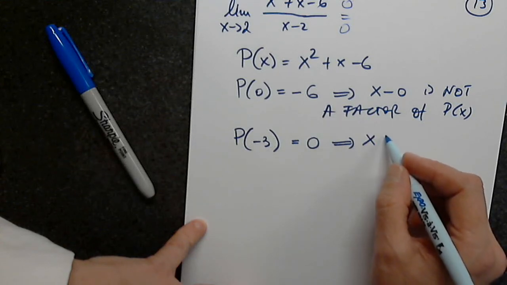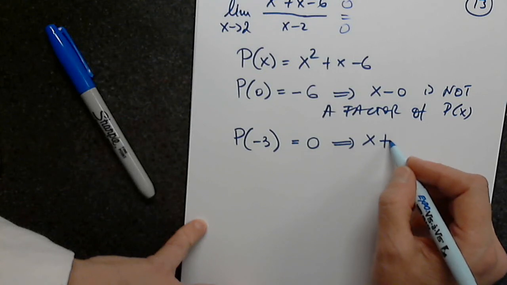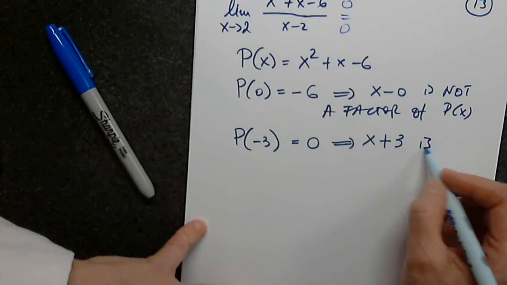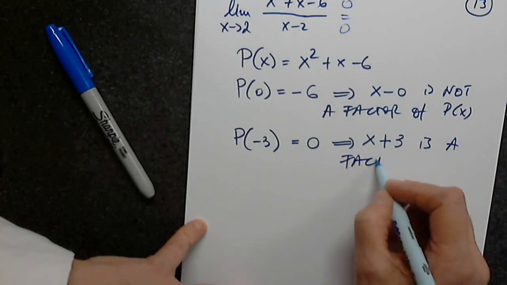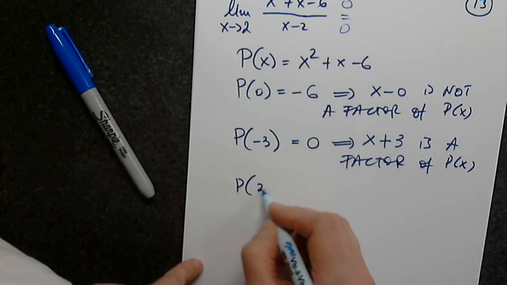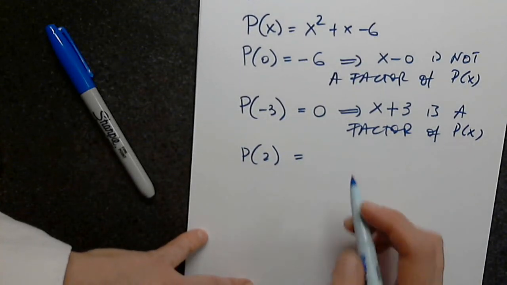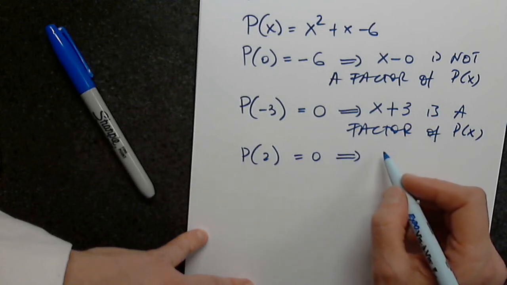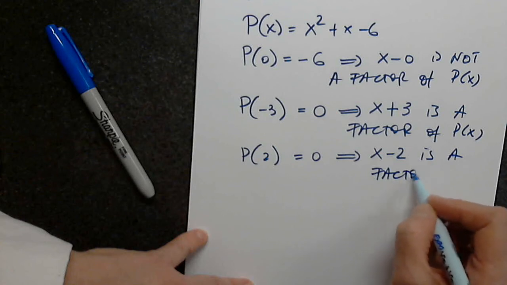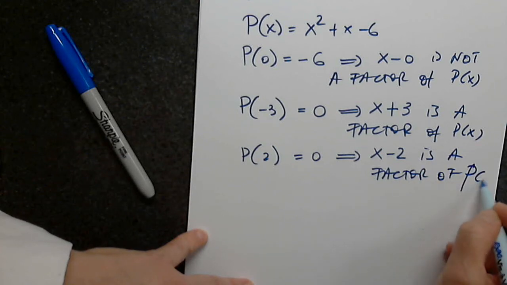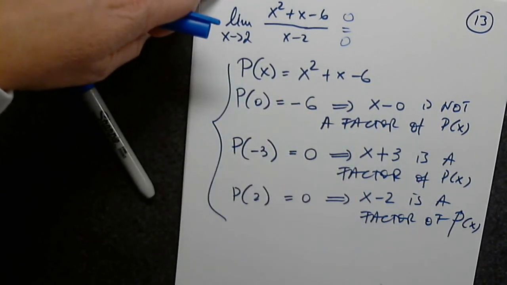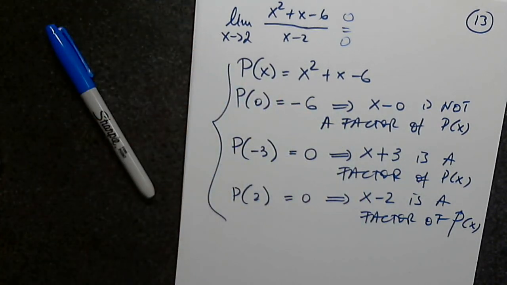That x, careful, x plus 3 is a factor of p of x. What if I plug in 2? You already told me I get 0. What does this mean? X minus 2 is a factor of p of x. So bottom line, why am I discussing this? This is called the remainder theorem and the factor theorem.